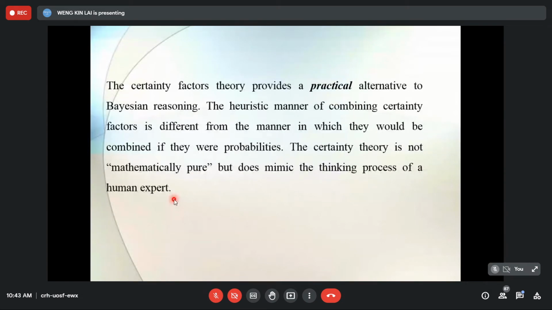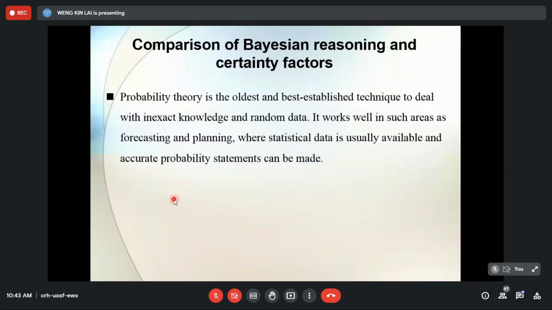So now when we want to compare the two methods which we have studied so far for expert systems, first of all your Bayesian reasoning, and then the next one is your certainty factors.